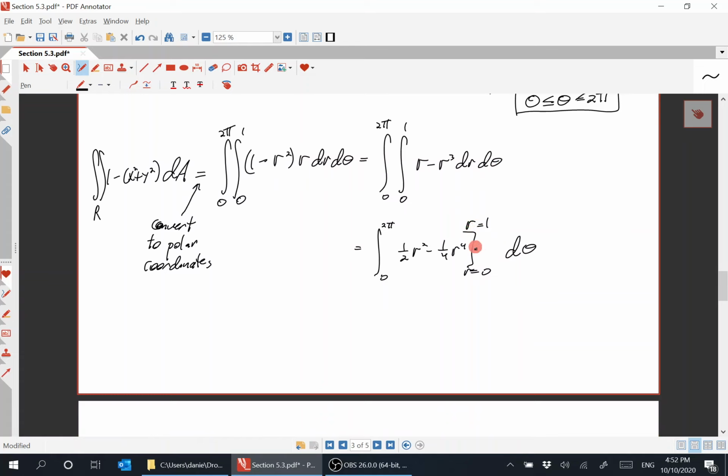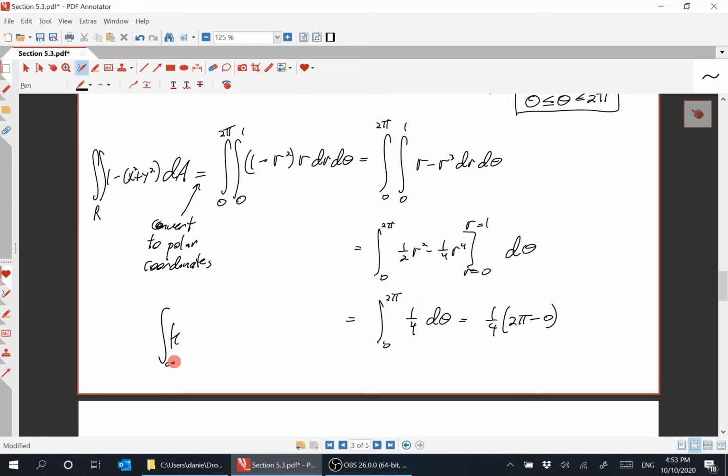Right, so evaluating from 0 to 1, you just get 1 half minus 1/4. The whole thing is 1/4. And then the integral from 0 to 2 pi of a constant, right, is just that constant times the length of that interval, 2 pi minus 0.